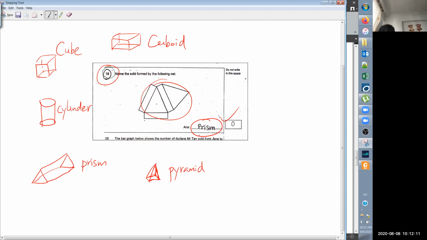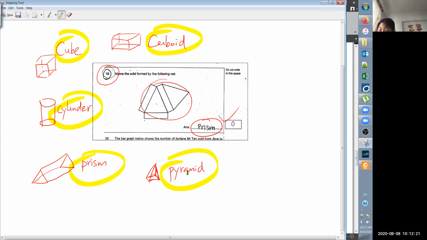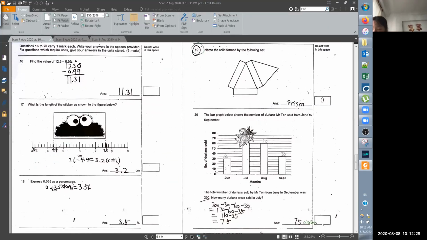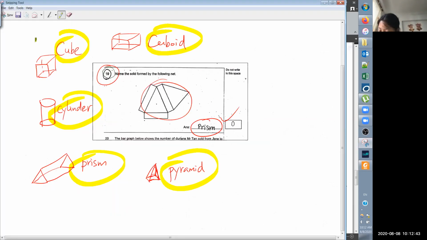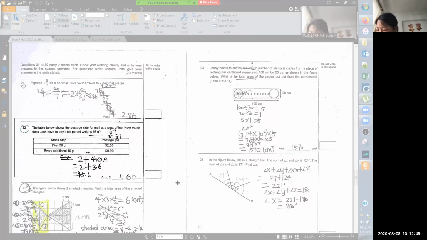So you have learned all this so far. Please memorize it, plus memorize the names as well, because you're expected to write down the names for each of these. All right. Next. Anything wrong with 21? No, right? 21, no. Okay, so 22. What's wrong with 22? This is a very common question.